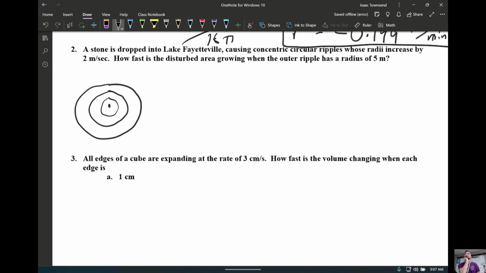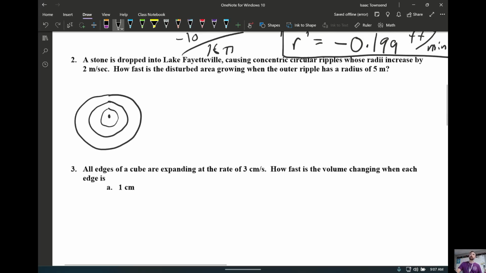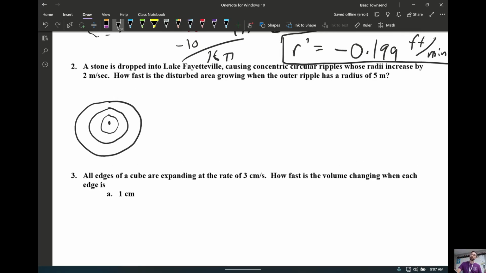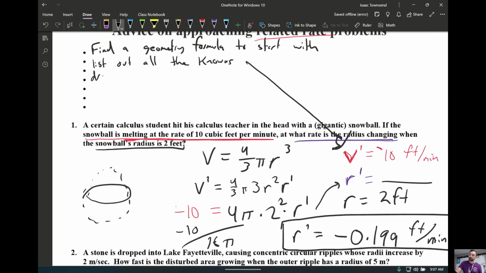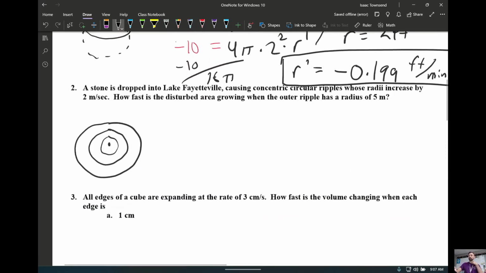Concentric circles just mean circles within circles. So another tip I would give you, I don't think you really need this for question 2, but you're going to see we're going to need this later, is sometimes draw a picture. I don't think you need to see the snowball in question 1, so it's not like it's an every question thing, but sometimes the picture helps.